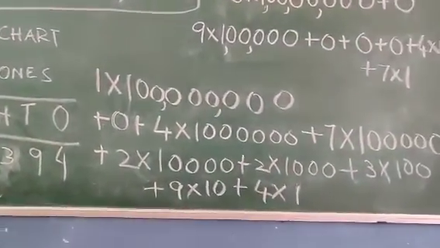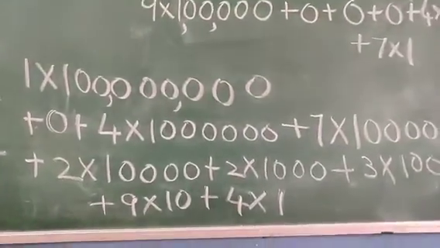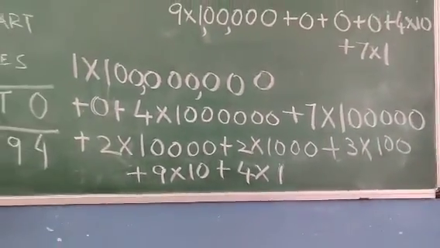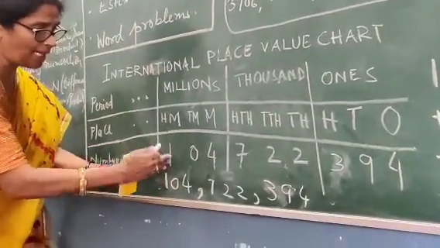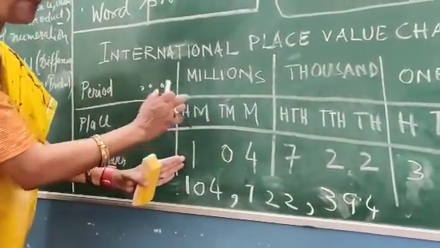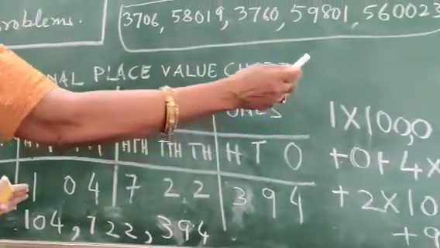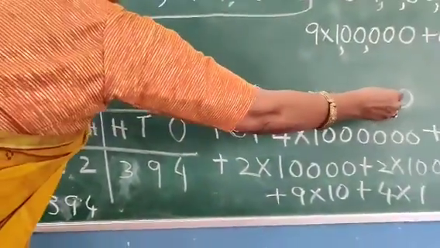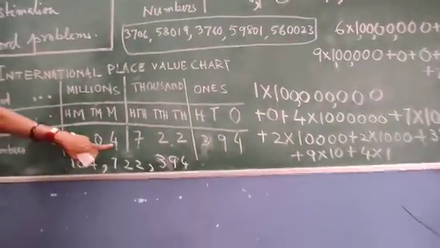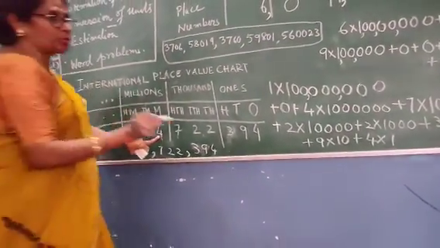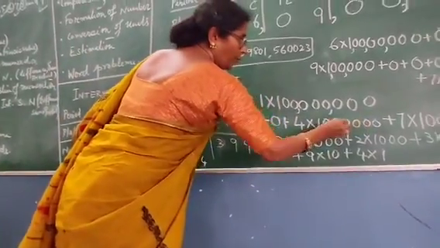Okay, children, I think you can find how to write in the expanded form. Now, in expanded form, 1 is occupying the place of 100 million. So for 100 million, you have to put 8 zeros: 1, 2, 3, 4, 5, 6, 7, 8. Then, million place means 6 zeros you have to put: 1, 2, 3, 4, 5, 6.